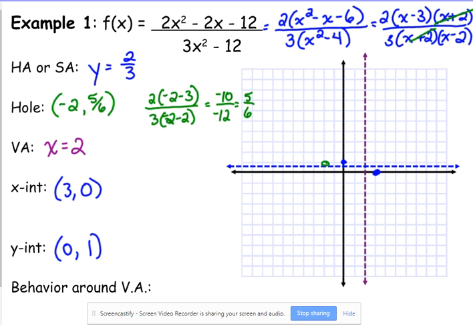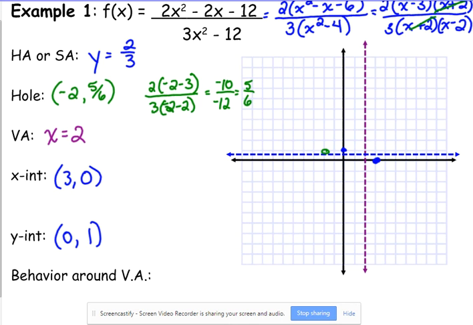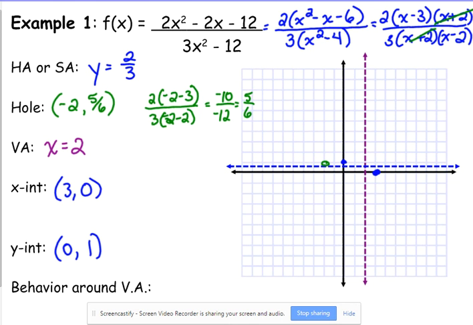All right, now, behavior around the vertical asymptote. Okay, so we only have this one vertical asymptote. On one side, we've got to figure out what's happening on the left side of it, and we've got to figure out what's happening on the right side of it here. So, I told you we're trying to do this as much as possible without a calculator. So here's how we're going to determine this.